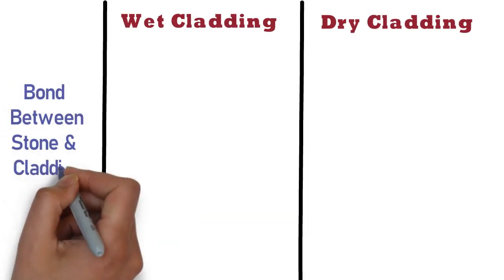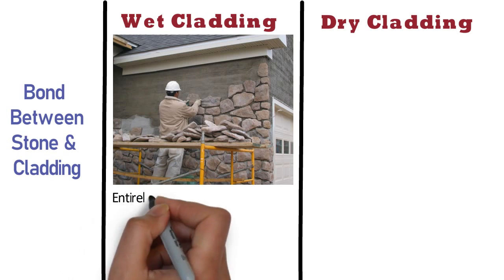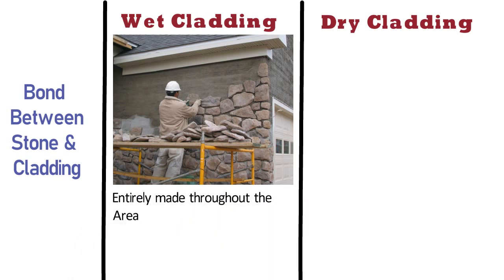Bond between stone and cladding. In case of wet cladding, the bond between the stone and cladding is entirely made throughout the area. No space is left between them.